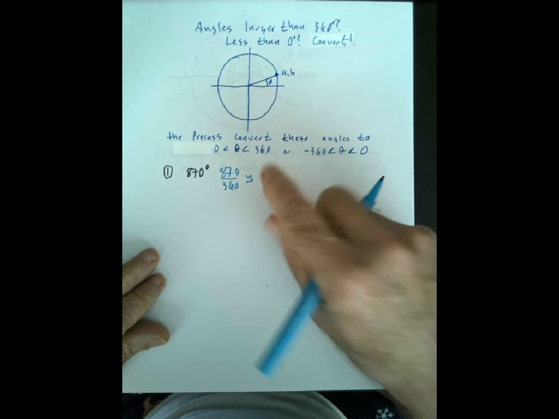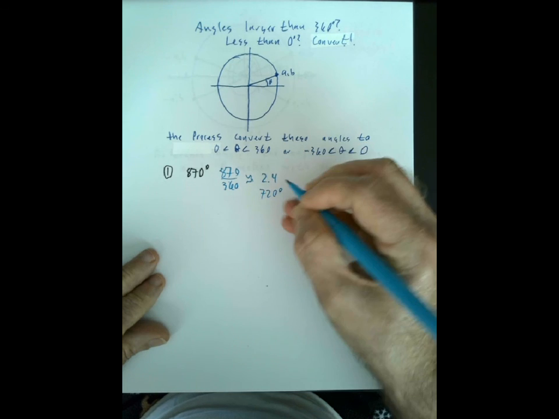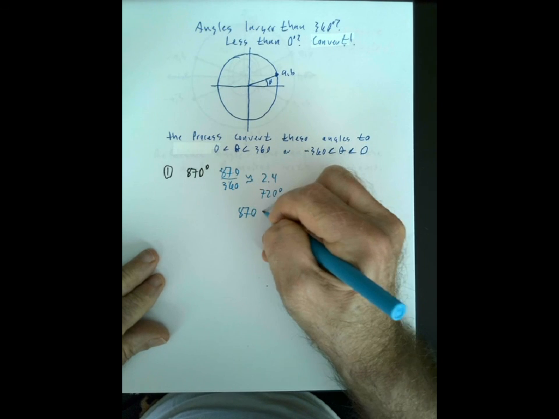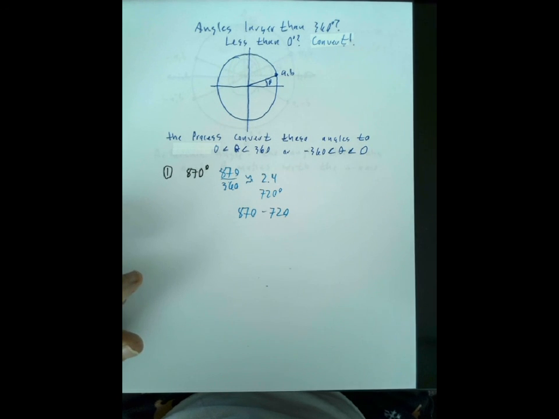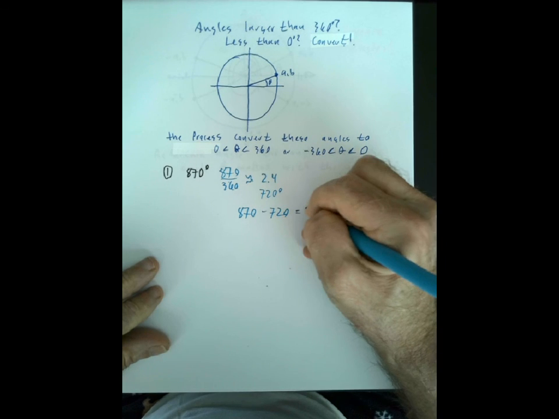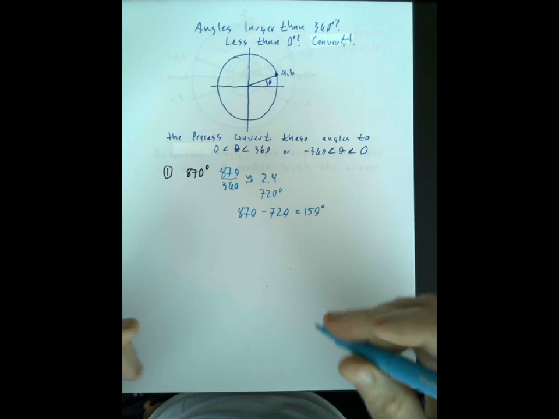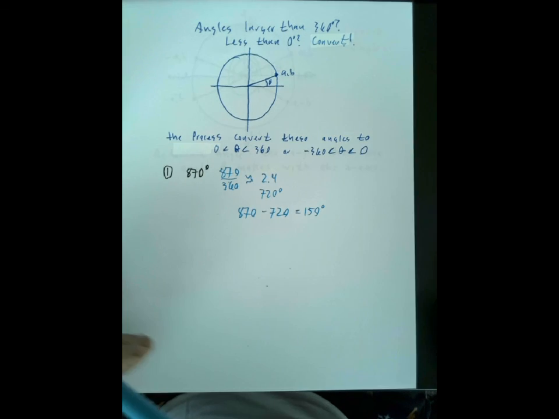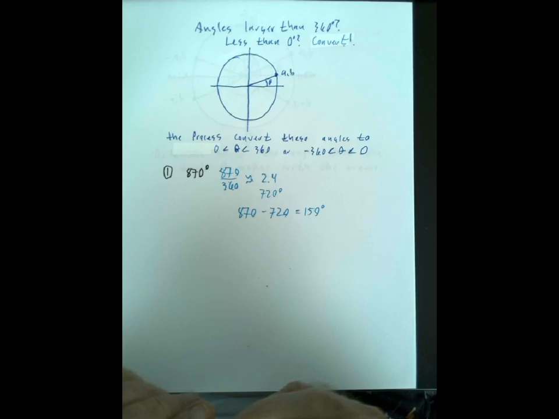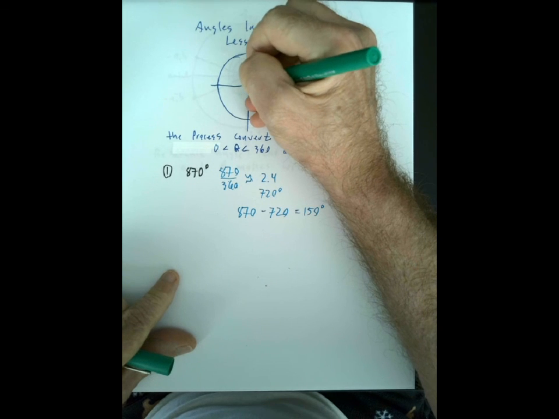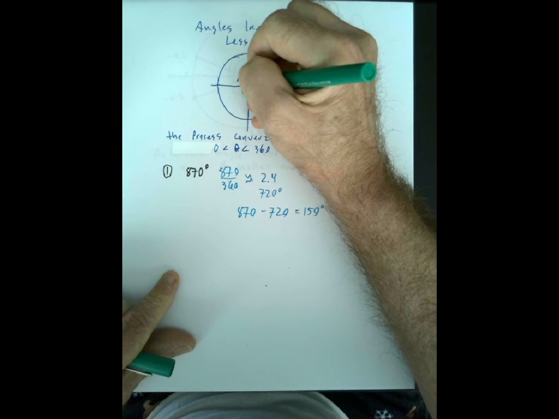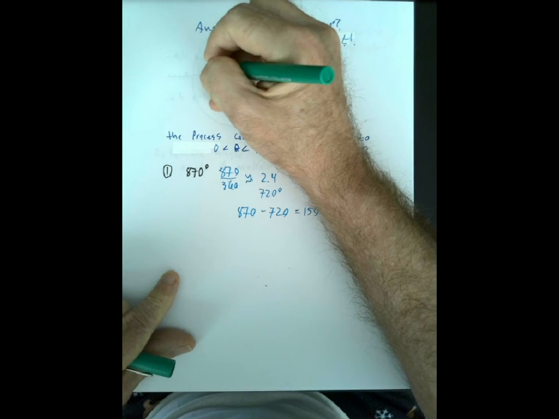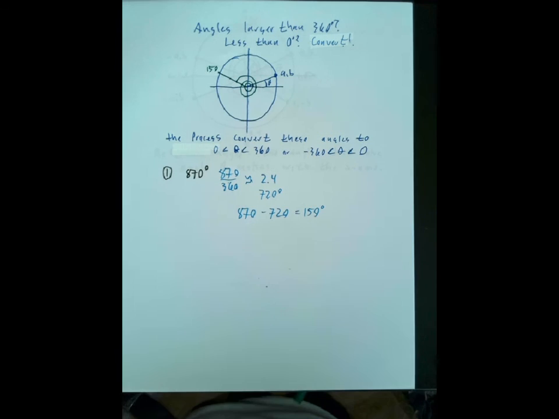So 2 rotations, that's 720 degrees. So I'm going to subtract 870 minus 720, and that is equal to 150. So that means the 870 degree angle corresponds to 1 rotation, 2 rotations, and then all the way over here to the 150 degree position, right?